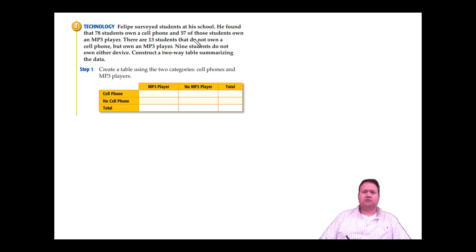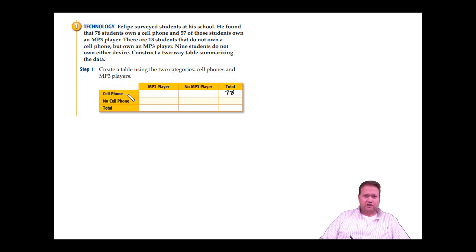Felipe surveyed students at his school. He found 78 students own a cell phone. Well, let's take a look. Cell phone. These are total students that own a cell phone. He found 78 total students own a cell phone. So we'll include 78 students there. And it says 57 of those students also own an MP3 player.